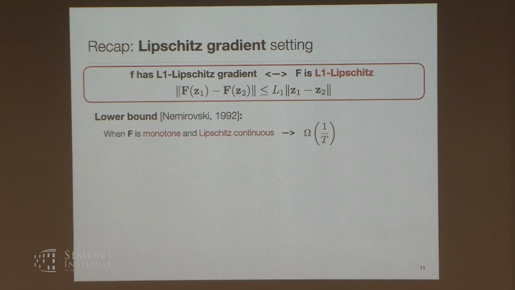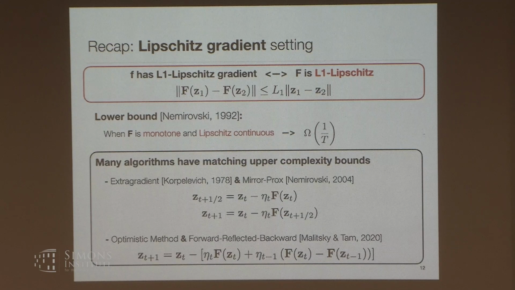People have been trying to solve this problem since the late 70s, early 80s. And we know that the best case scenario for finding a saddle point of this problem is a rate of 1/t. In fact, there are many algorithms which are known to achieve this. So technically speaking, there are not too many things left to do. And let me give you two algorithms that do this.